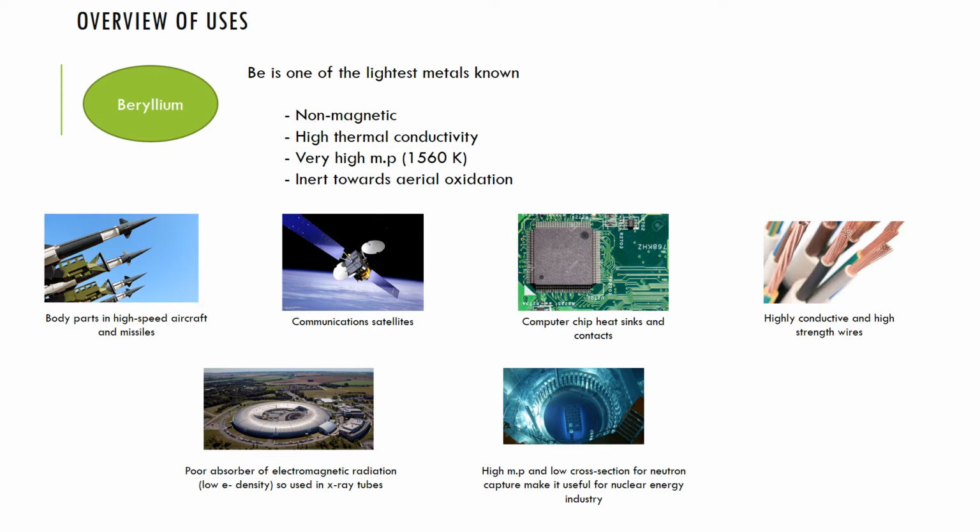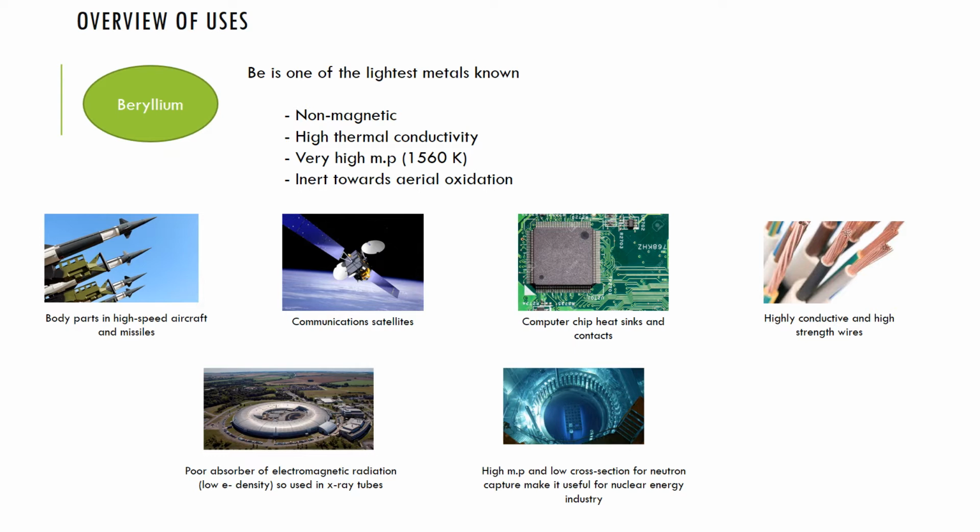So you find that it doesn't really absorb X-rays that well, and that's because it has a very low electron density. You'll remember from our discussions about X-ray diffraction in the first year that X-rays interact with matter through the electron cloud of an atom. And beryllium has quite a low electron density, so X-rays aren't really diffracted or scattered by it.